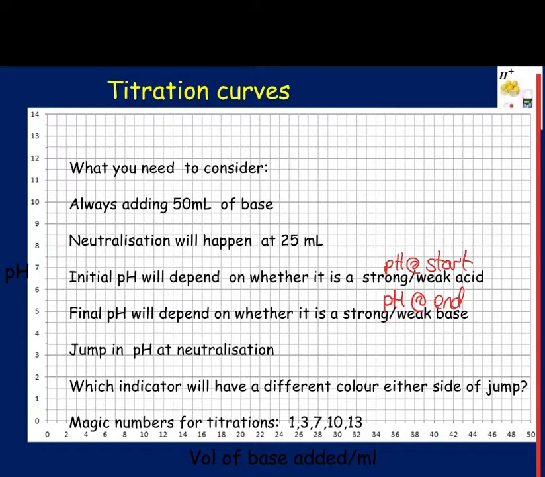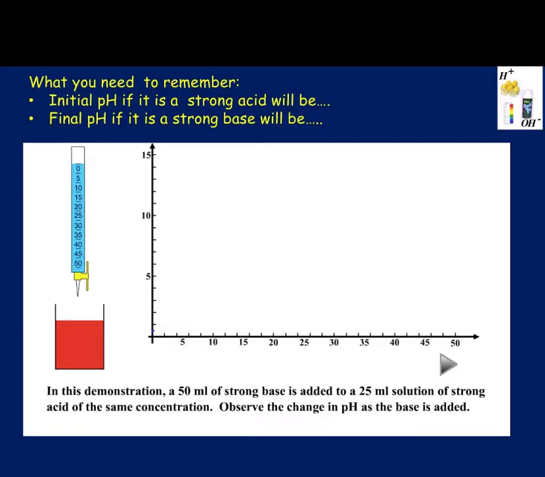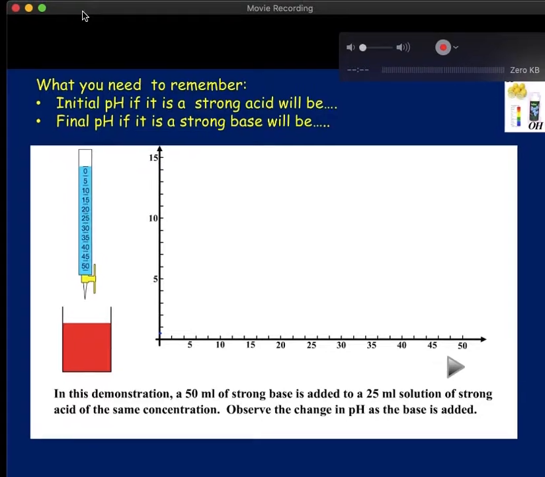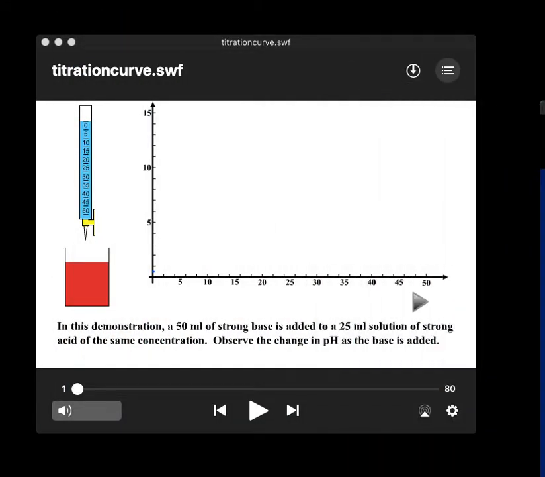Now, I think that there are magic numbers for titrations, and these are my magic numbers: 1, 3, 7, 10, 13, and you will see that we will use them as we go through our graphs. Now, I don't think this will play for me, so I am going to put this out of the way for a minute, and we now have a look at it here.